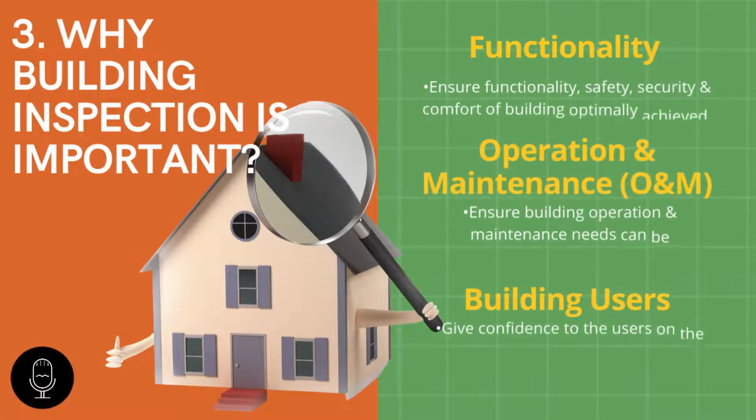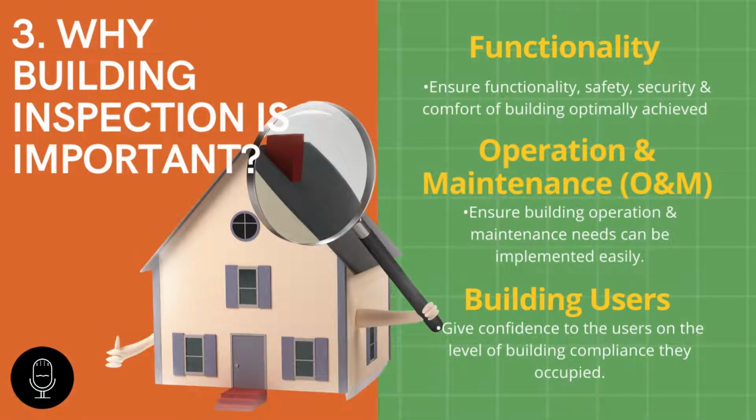Why is building inspection important? We can categorize the answer into three points. The first one is functionality. Inspection is important to ensure that the functionality, safety, security and comfort of buildings are optimally achieved. The second one is operations and maintenance. We want to ensure that the building's operations and maintenance needs can be implemented easily. And the third one is that it gives confidence to the users on the level of building compliance of the building they occupy.